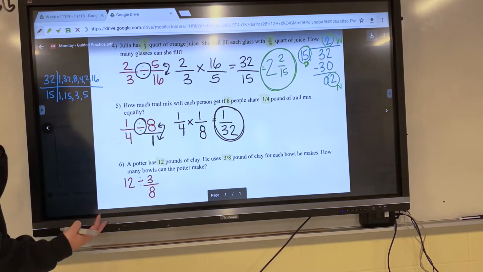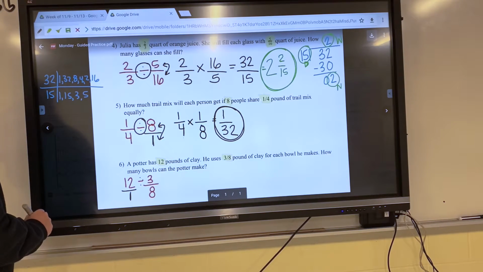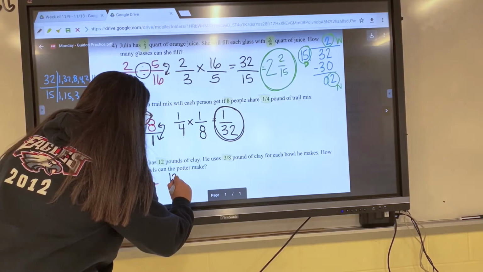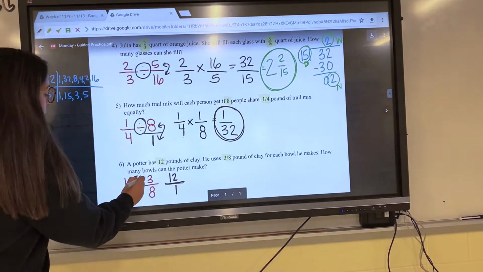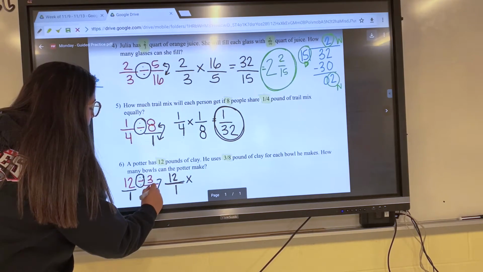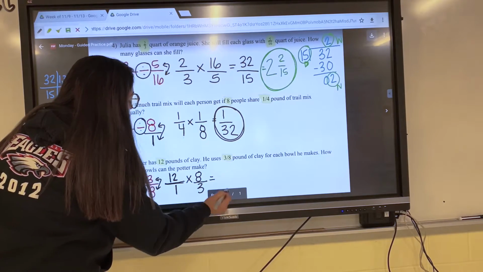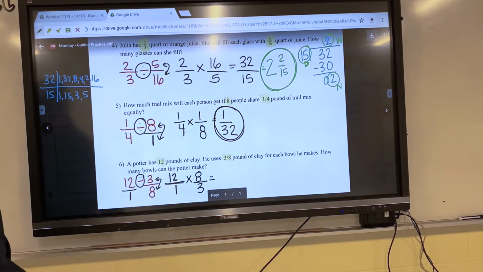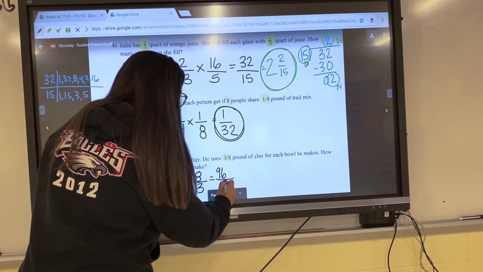So just like how we did at the top, if you have a whole number, all you have to do is just put a 1 underneath it. So now, I'm going to solve. 12 over 1 stays the same. Even though it's an improper fraction, it's going to stay the same. I change that division to multiplication and find the reciprocal of 3/8, which is 8/3 or 8 over 3. And then I multiply straight across. 12 times 8 is 96, and 1 times 3 is 3.